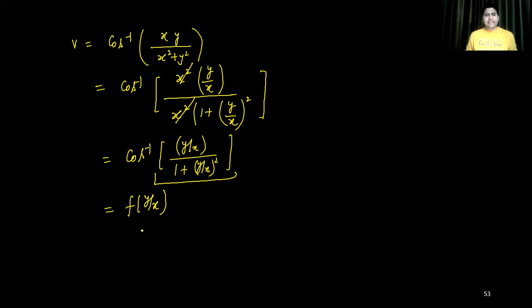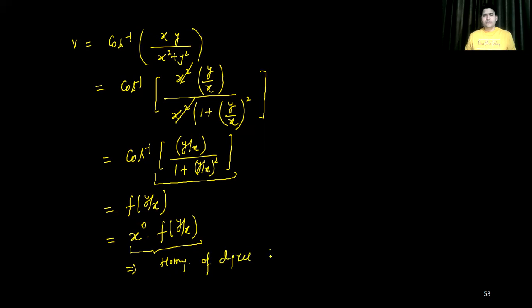Is it in a standard form? Yeah. But x power n is not there here. So what should I do? x power 0 into function of y upon x. Now you can see it is reduced into the homogeneous function. So I should write it is a homogeneous function of degree 0. It means, students, u and v are homogeneous functions but having different degrees. If they had the same degree, z would also be a homogeneous function of the same degree as u and v. But here the degree is not the same. u has degree 2 and v has degree 0.